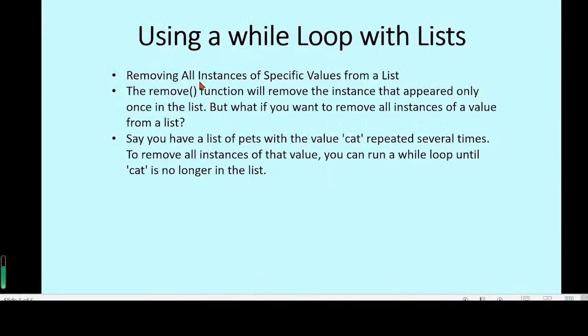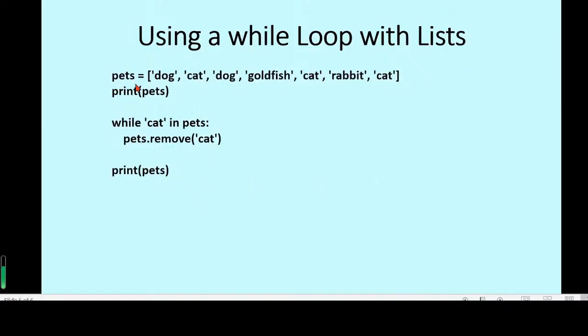And you can remove all instances of specific values from a list. The remove function will remove the instance that appeared only once in the list. But what if you want to remove all instances of a value from a list? Say you have a list of pets with the value cat repeated several times. To remove all instances of that value, you can run a while loop until cat is no longer in the list.